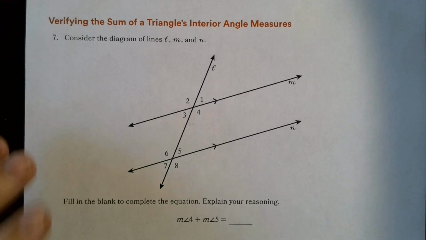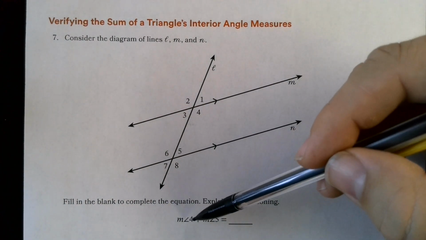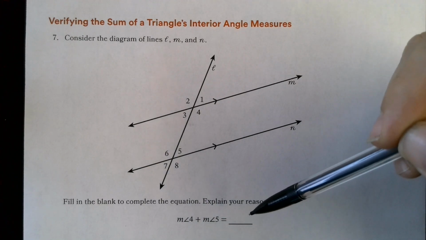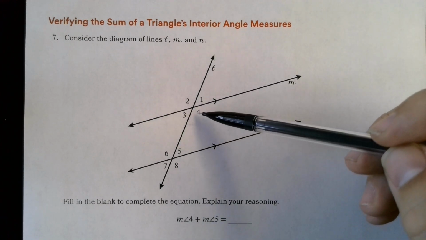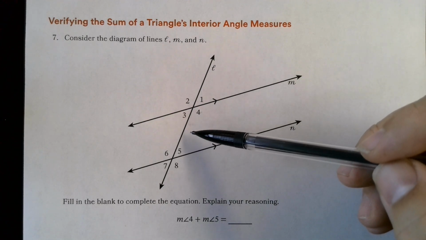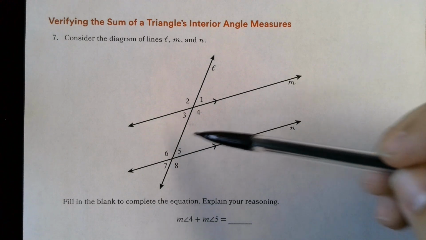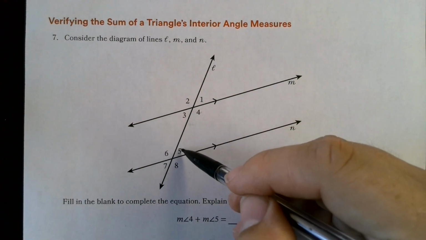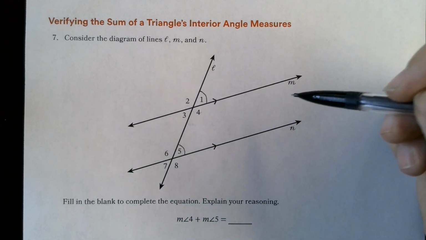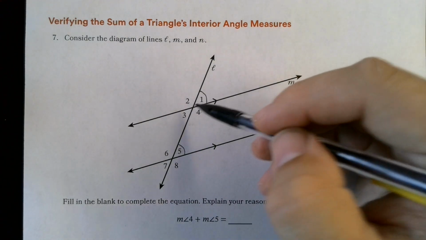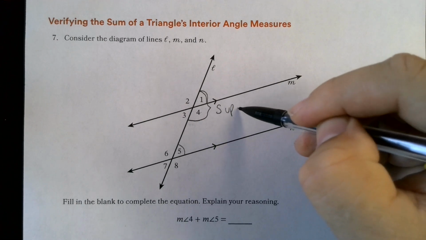Looking at question 7, we're going to fill in the blanks to complete this equation. Measure of angle 4 plus measure of angle 5 equals blank. Well, angle 4 and angle 5 are not alternate interior angles, so we can't say they equal each other. However, I could say that angle 5 is a corresponding angle with angle 1, and angle 1 and angle 4 are supplementary.